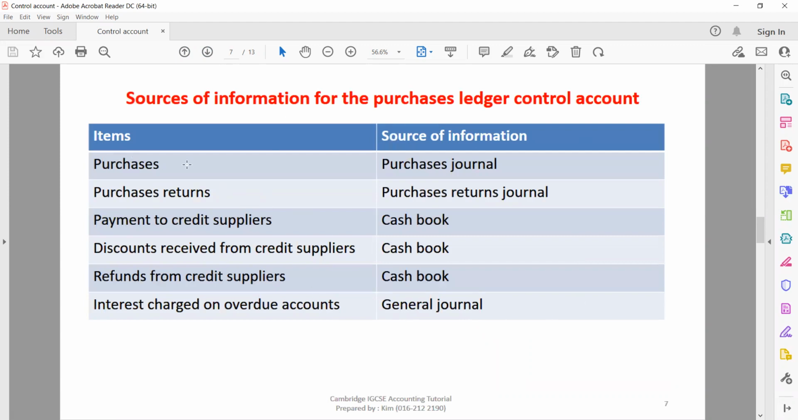For the purchases information, we can gather from the purchases journal, purchases return journal, payment to credit supplier from the cash book, discount received from credit supplier from the cash book, refund from credit supplier also from the cash book, and interest charged on the overdue account from the general journal.